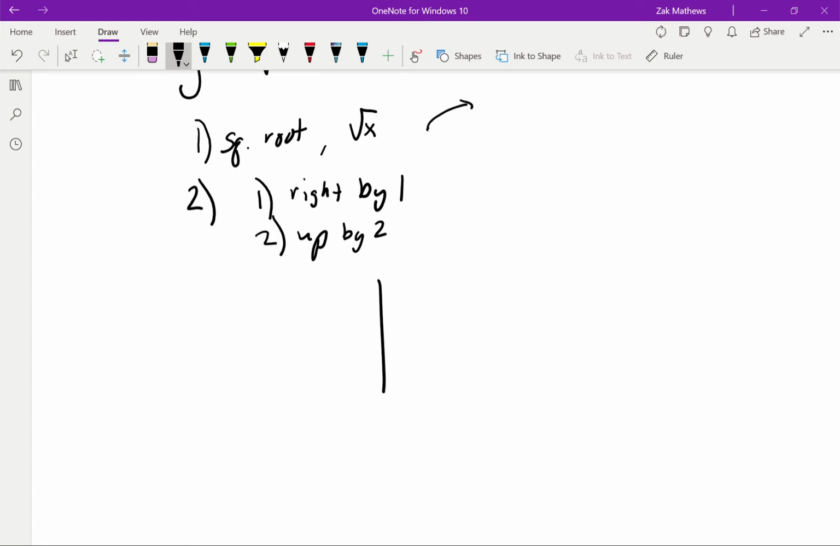Now I'm going to do my graph. I'm going to do this both ways. I'm going to show you the table approach and the graphical approach. So the first thing I'm going to do is start with the square root of x function. I'm going to use different colors to indicate my steps. The square root of x has the points 0, 0, 1, 1, and 4, 2. So this would be my square root of x.